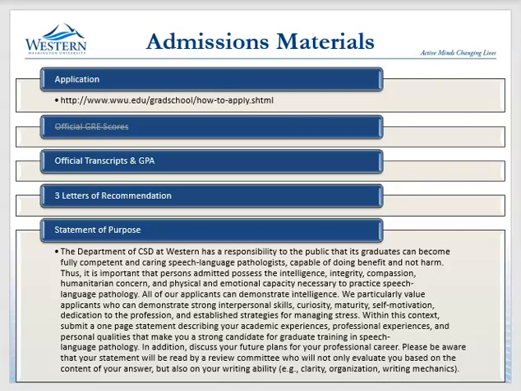Those things are important, but we particularly value applicants who can demonstrate strong interpersonal skills, curiosity, maturity, self-motivation, dedication to the profession, and who have established strategies for managing stress. So we really want you to address those topics in your statement of purpose within the context of talking about what your skill set is that's related to speech-language pathology.